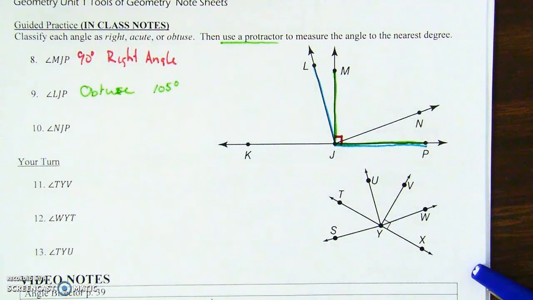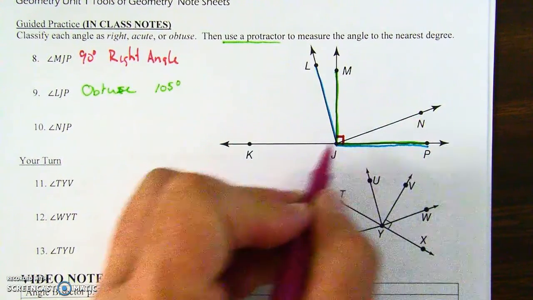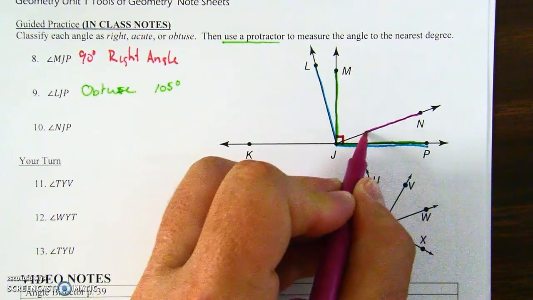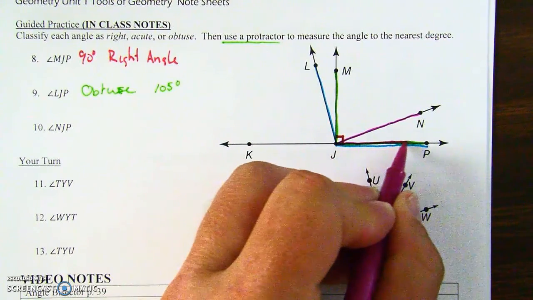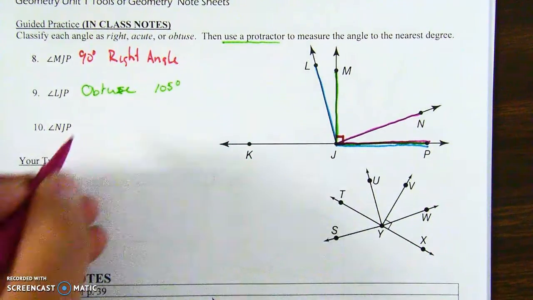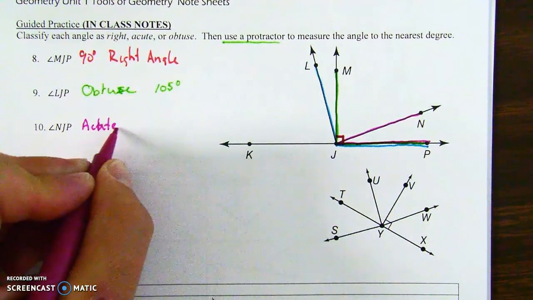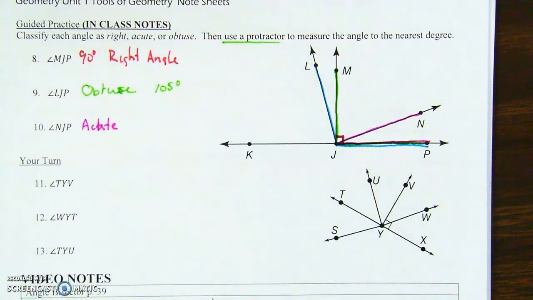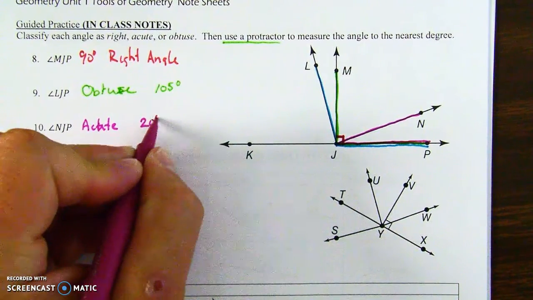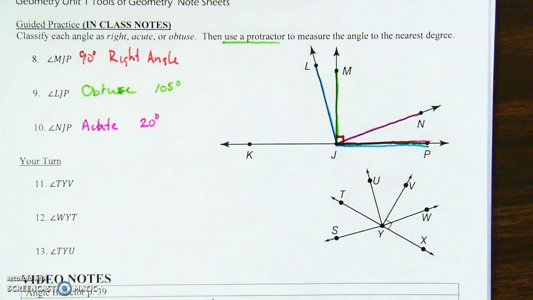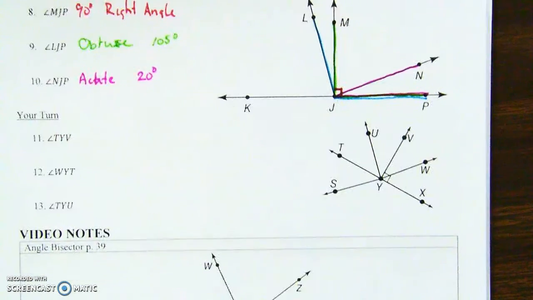Okay, and then we're going to take N. Let's go with a maroon color. N, which is right here, to J to P. So here we go. We know this one's going to be acute because it's smaller than 90 degrees. And according to the book, if you were to measure it out, it would be 20 degrees.